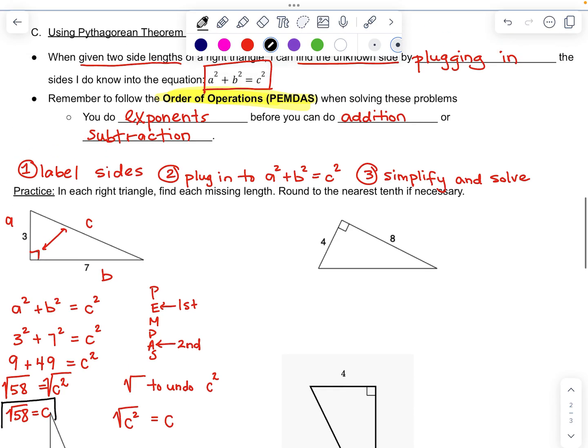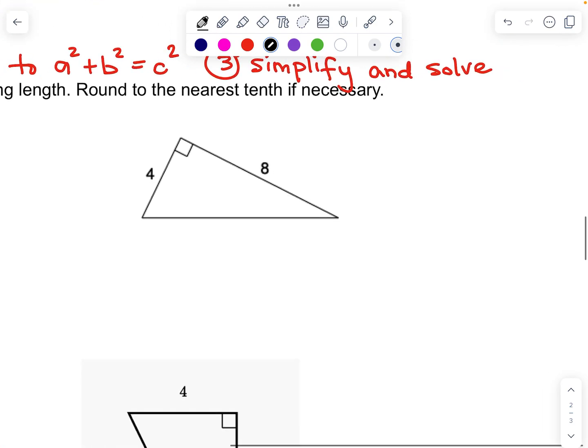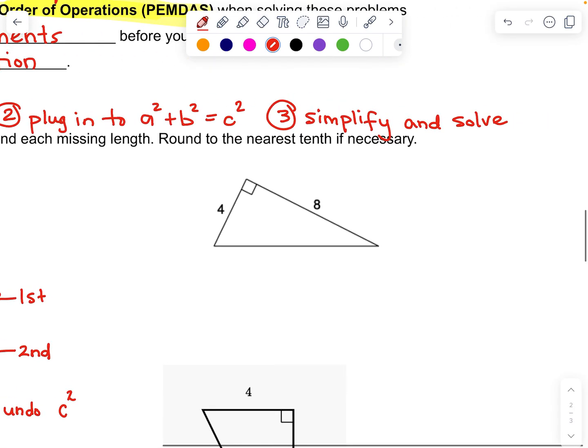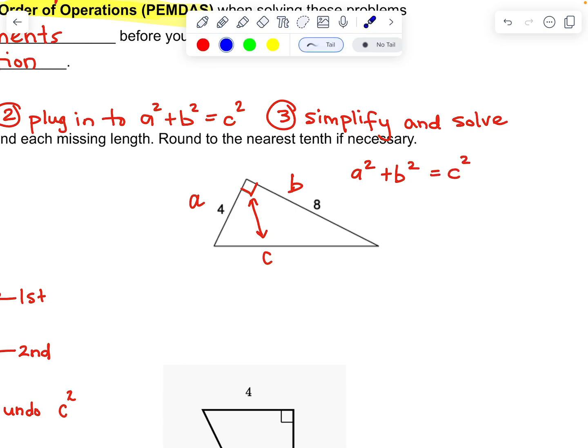Okay. We're going to do one more problem, and then you're going to practice some on your own. So, we're going to go through our 3-step process. Step 1, label sides. Well, here's my right angle. Right across from that is my hypotenuse, C. And my other two sides are A and B. So I have step 1 done. I've labeled my sides A, B, and C.